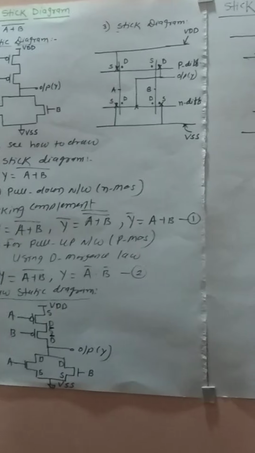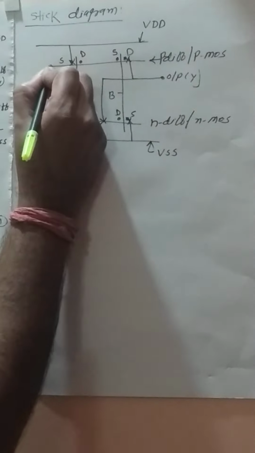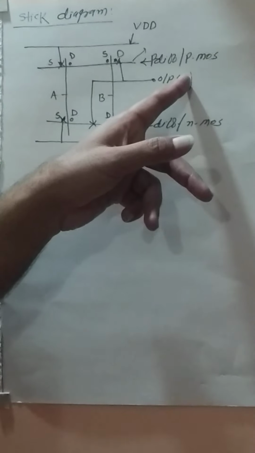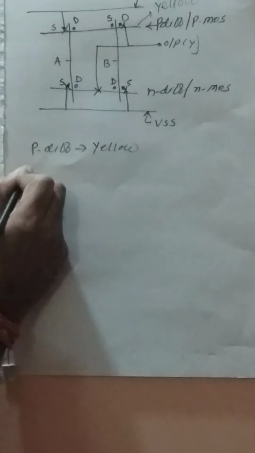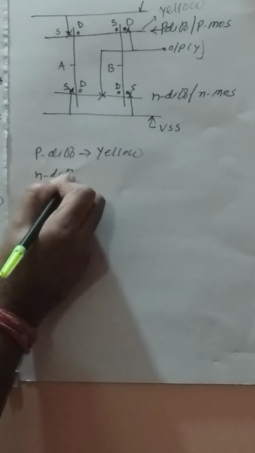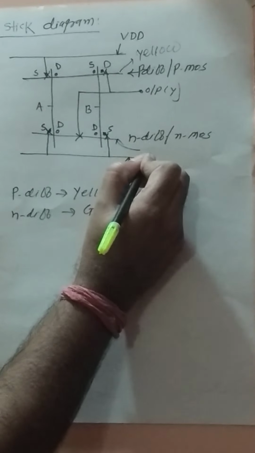Now about the color code. The P diffusion should be a yellow color. When you talk about the P diffusion, it should be a yellow color. And this P diffusion or PMOS should be a yellow color. And when you talk about the NMOS or N diffusion, it should be a green color. This N diffusion is indicated by green color.